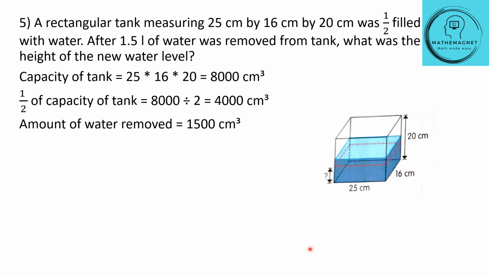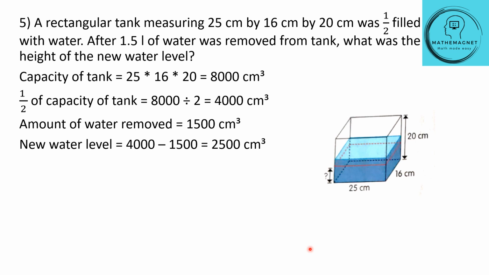Now the amount of water removed is 1.5 liters. So 1.5 liters can be rewritten as 1500 centimeter cube. We will maintain all the units the same. So after that is removed, it becomes 4000 minus 1500, which is equal to 2500 centimeter cube. Now that is the new volume of the water that is there in the tank.